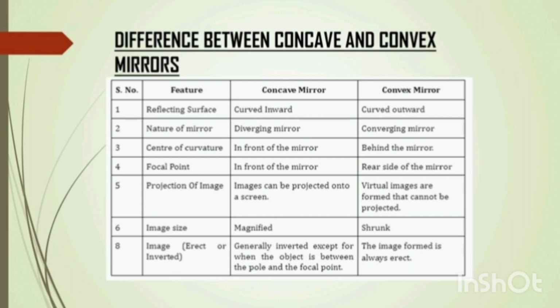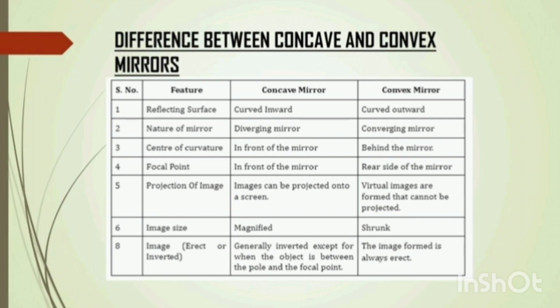In a concave mirror, the image can be projected onto a screen, and in the case of a convex mirror, virtual images are formed. The next is image size. In a concave mirror, the image will be magnified. In a convex mirror, the image will be shrunk. And the image will be inverted in the case of concave mirrors, whereas the image will be erect in the case of convex mirrors.